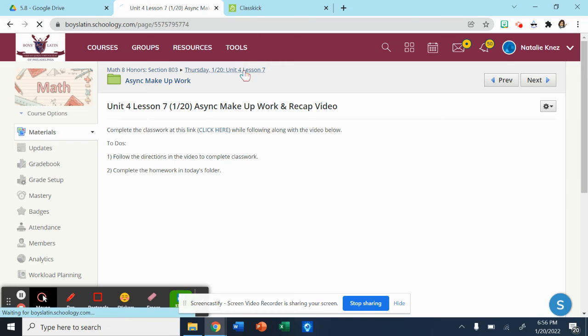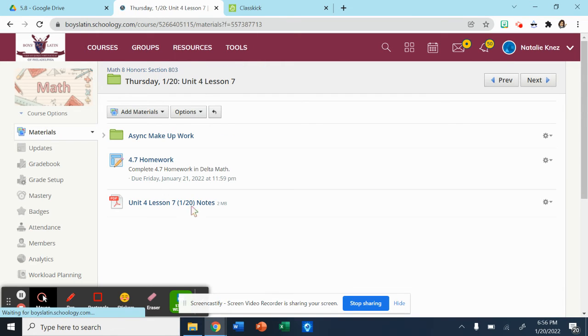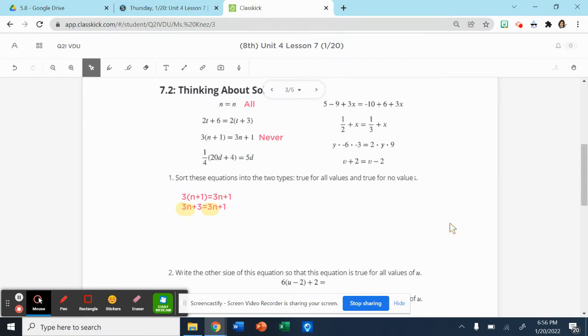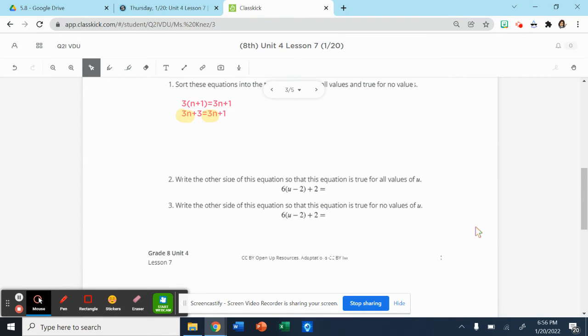You can check your solutions in the main Thursday folder because I've posted our class notes and you can see everything we wrote there. The next thing we talked about was question 2. Write the other side of the equation so that this equation is true for all values of u.